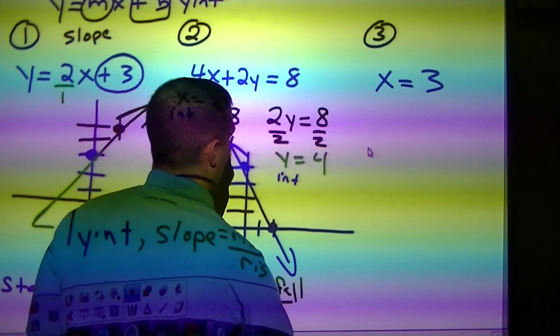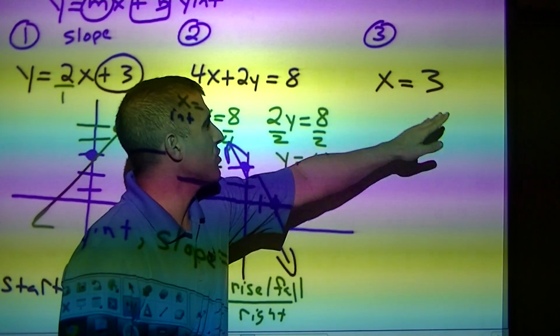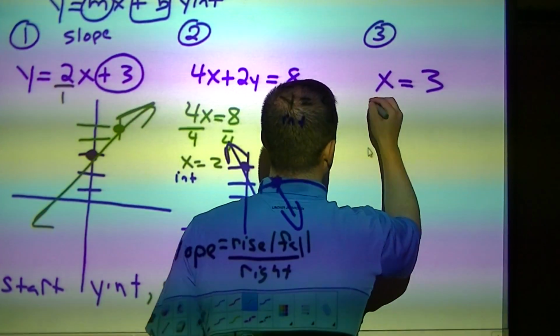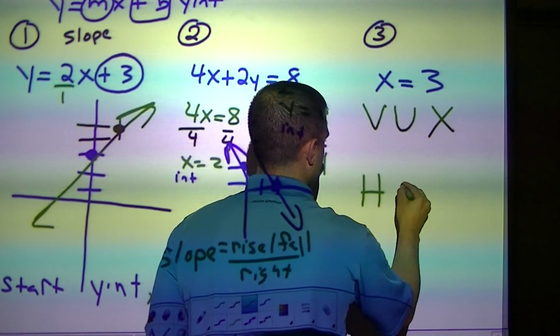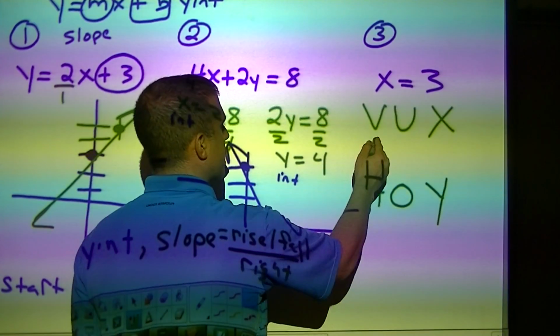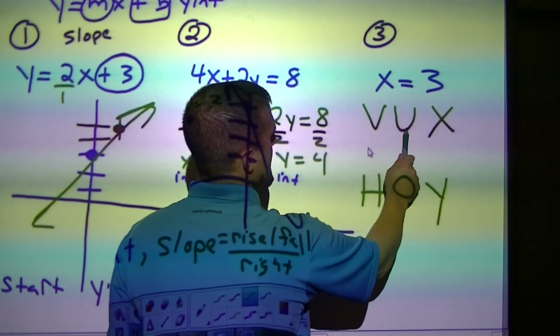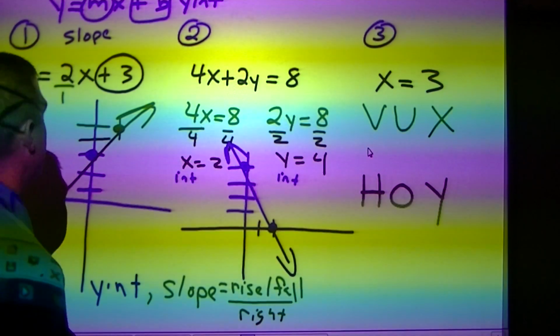Now, if you notice, this is a different one. I've got x equals 3. And I want you to remember this acronym: VUX and HOI. VUX stands for vertical, undefined slope, and x. I'm going to write that on my next page, just so you can have it.